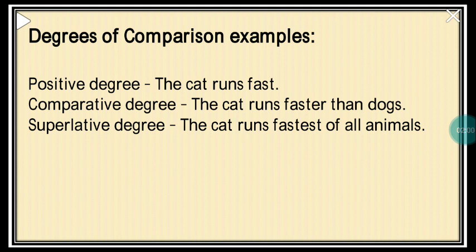Then the superlative degree is used when two or more persons or objects of the same class are compared. Now, for example, he is the best in the class. He is the best boy in the class. Now, over here, the cat runs fastest of all animals.